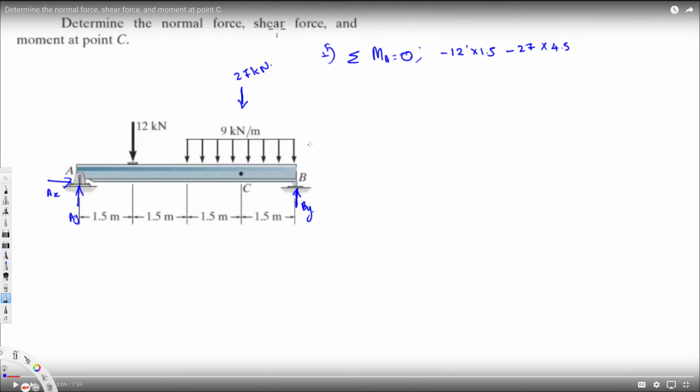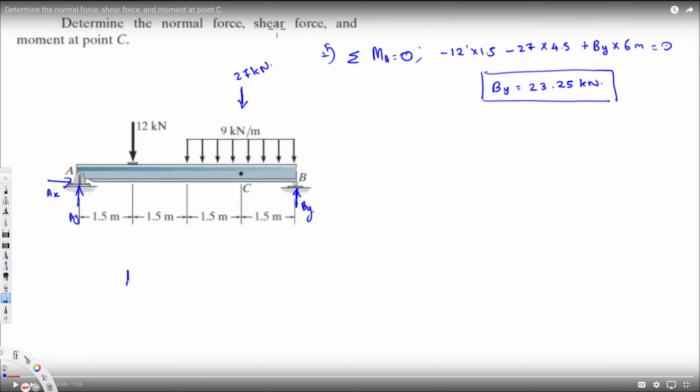Then we have By pushing this object up, so it's acting counterclockwise. Therefore it's going to be By times 6 meter, equal to 0. If I solve for By, I will get 23.25 kilonewton. So this is the answer for By. Since we have By, now we can cut this part off and solve for other things. Let's see what happens.